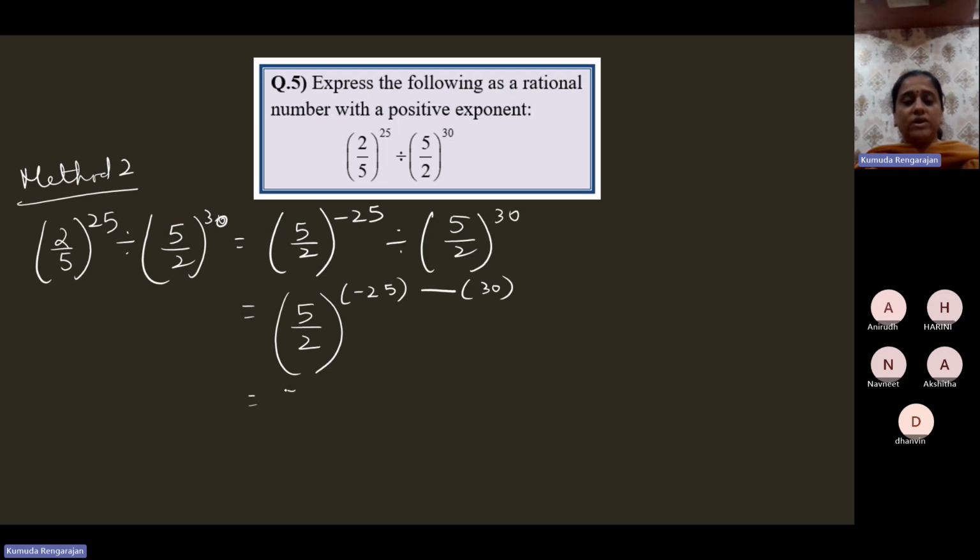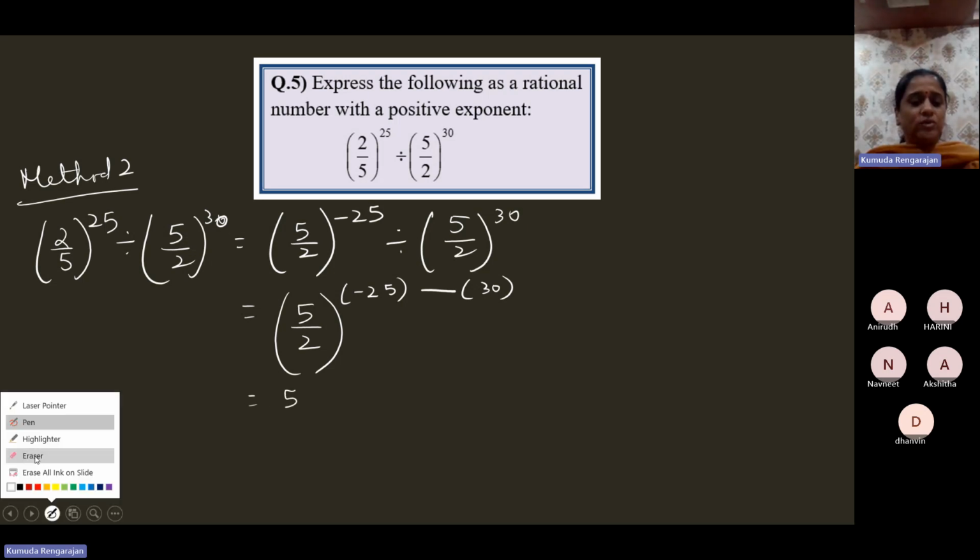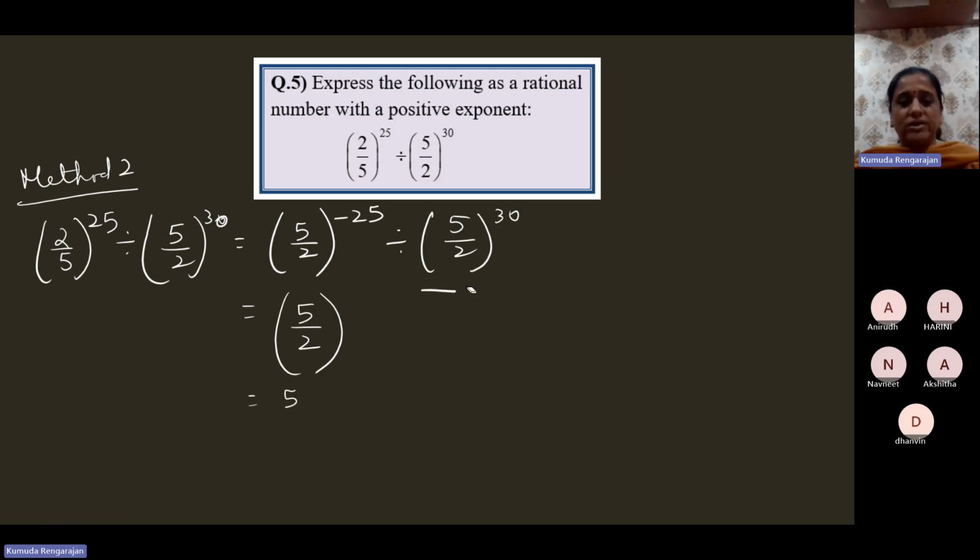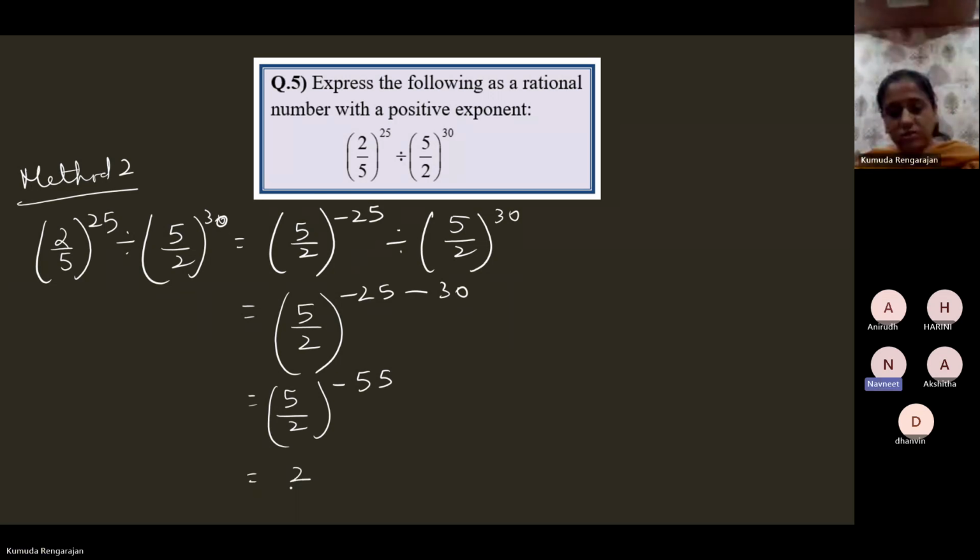So you get 5 by, you don't have to, see this just for you to understand. You can just write minus 25 minus 30. So it'll be 5 by 2 to the power minus 55. But the question says positive exponent. The power has to be positive. Ma'am, we need to take reciprocal and 55.